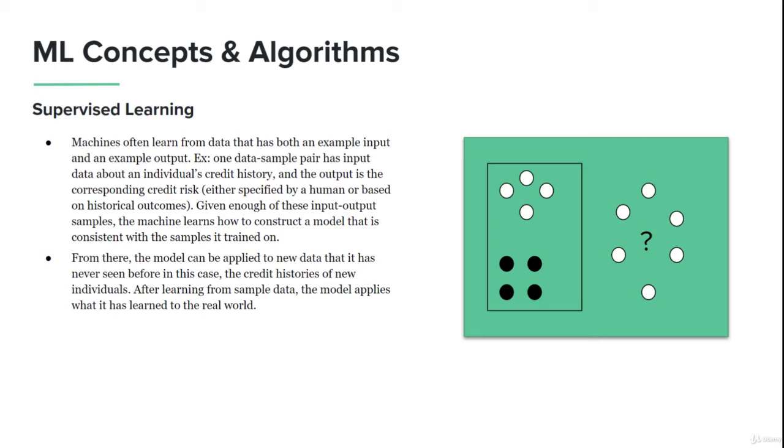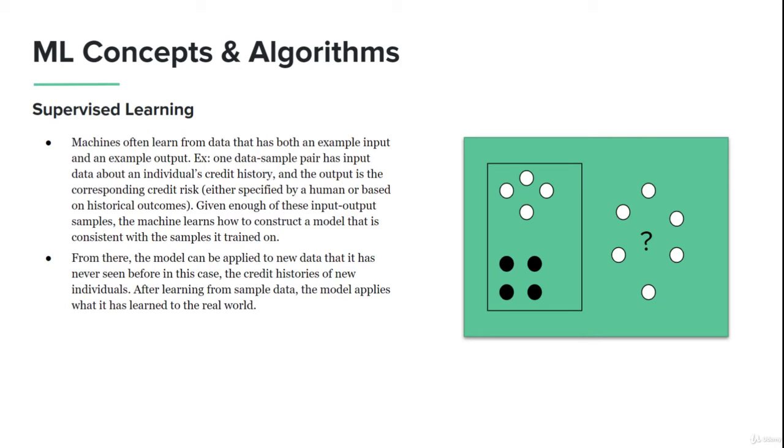So from there, the model can be applied to new data that it has never seen before, in this case the credit histories of new individuals. Powerful. So you've been able to show the algorithm, let's say, 100 different profiles, and all those profiles have certain information, certain criteria, that trains the model that, hey, this is a good credit individual, or this is somebody who is not. This person has a good credit score. This person has a negative or bad score.